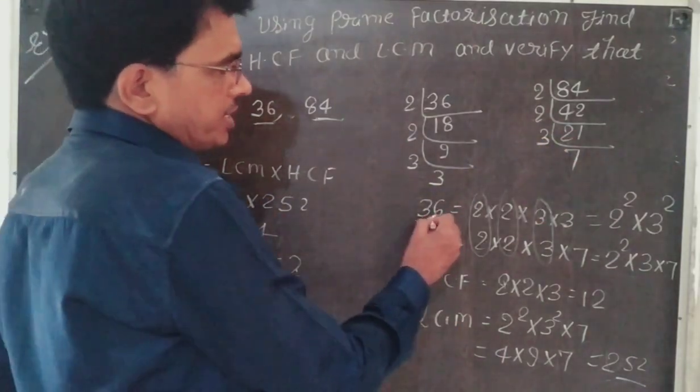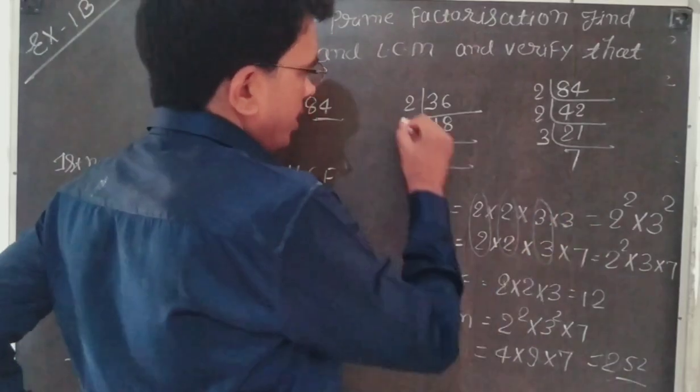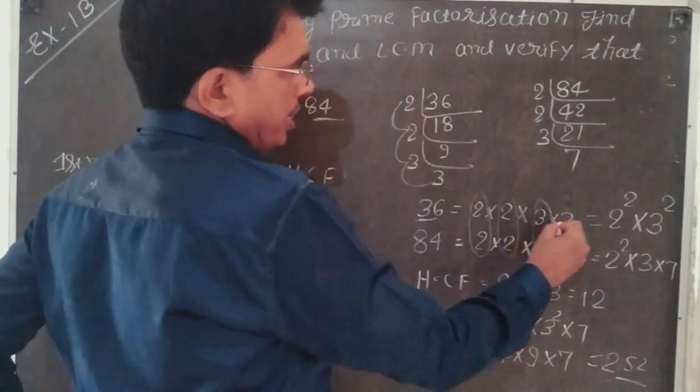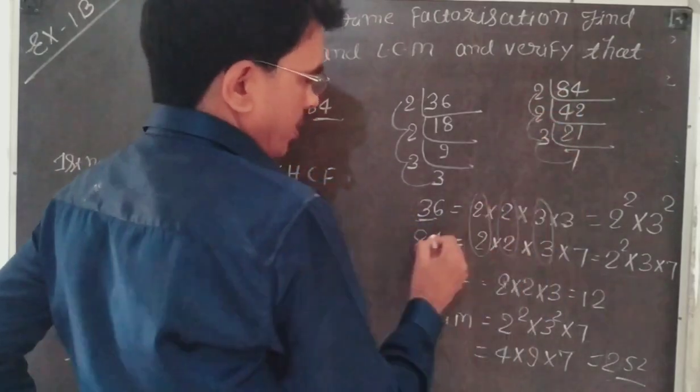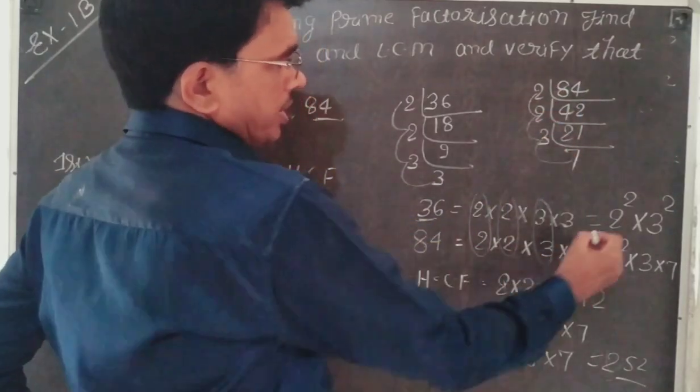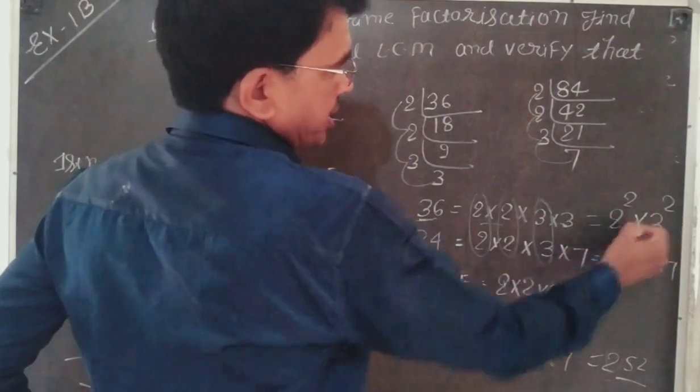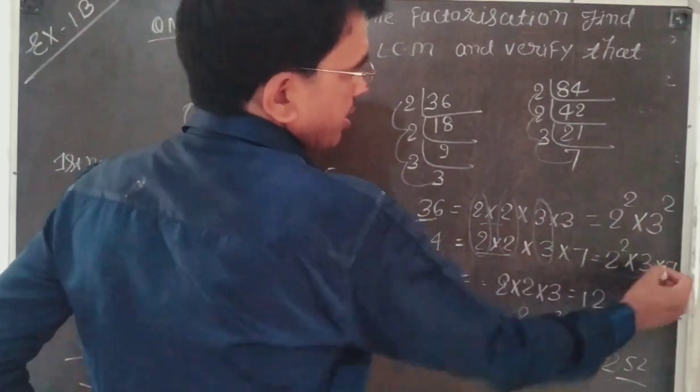That means 36 is equal to 2 into 2 into 3 into 3, and 84 is 2 into 2 into 3 into 7. That means it is 2 square into 3 square, and 2 square into 3 into 7.